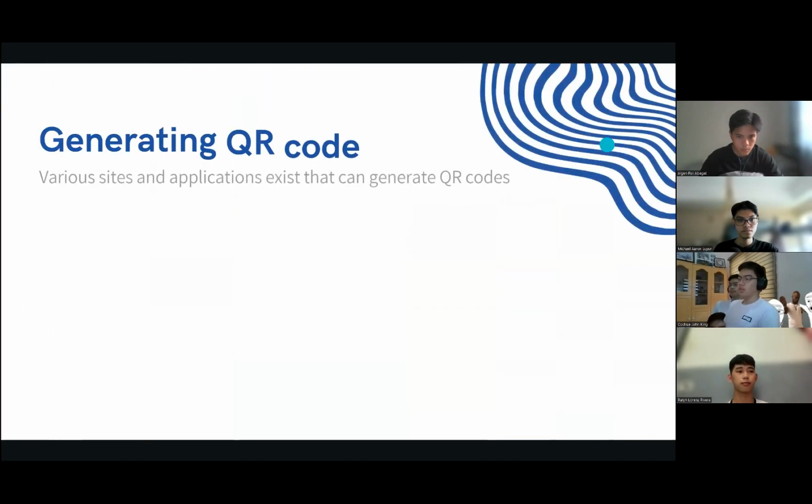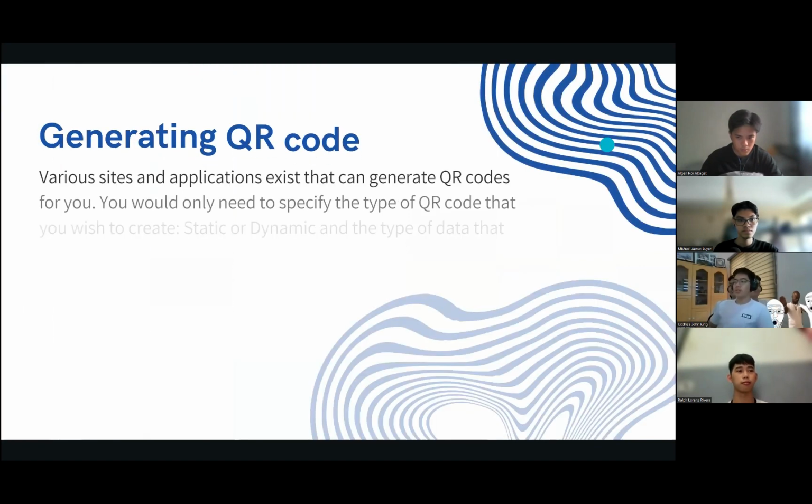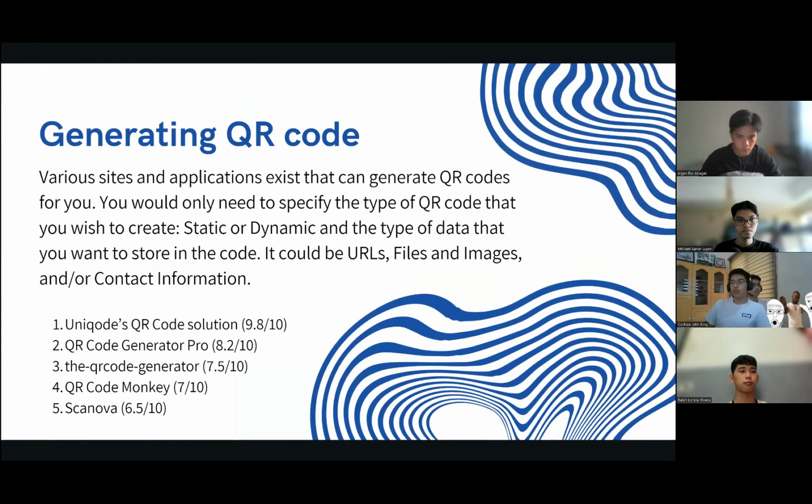How to generate a QR code. Nowadays, there exist various sites and applications that can generate QR codes for you. You would only need to specify the type of QR code that you wish to create, static or dynamic, and the type of data that you want to store in the code. It could be URLs, files, images, and contact information. Listed below are the top 5 best websites for generating QR codes for you.